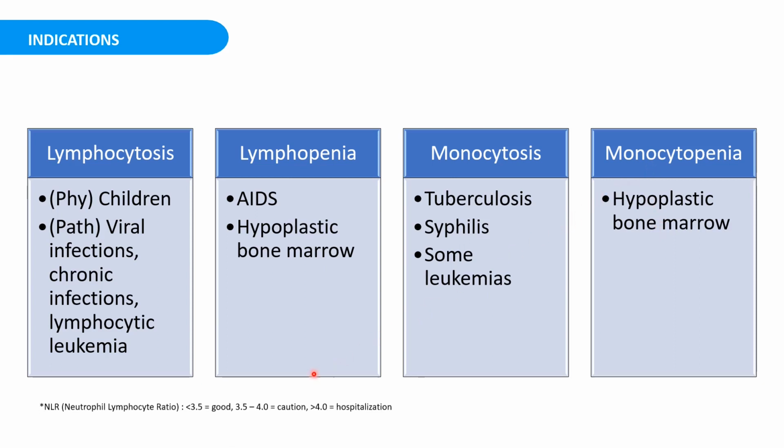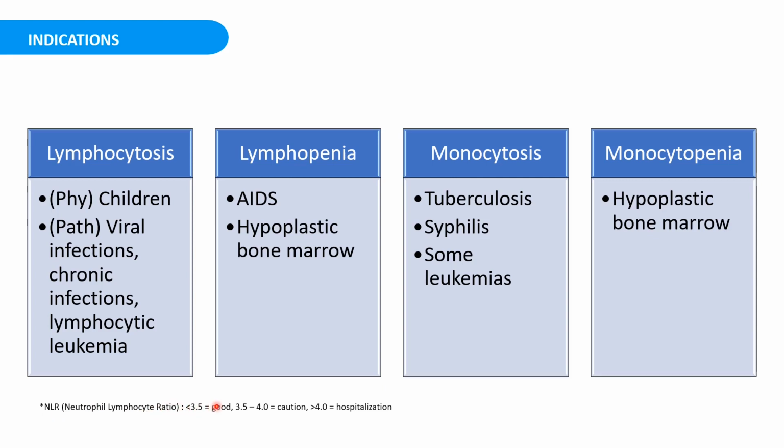Now, if you remember, I spoke about the coronavirus NLR ratio, that is the neutrophil lymphocyte ratio. This is very commonly used in coronavirus infection recently, so some examiners may ask questions regarding that. The neutrophil lymphocyte ratio is represented as NLR. So what is the ratio? If the ratio is less than 3.5, it is good.